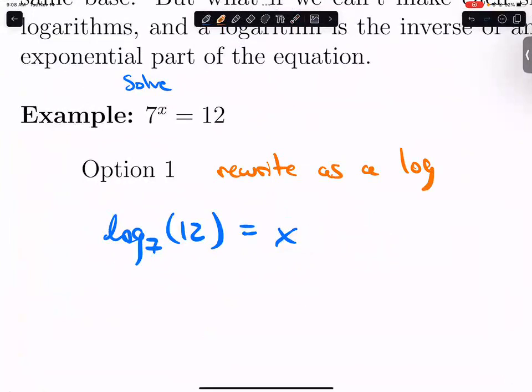We're just rewriting as a log, right? I take the base, the exponent, and the other side, the answer, kind of switch places or switch jobs, and we end up with this.